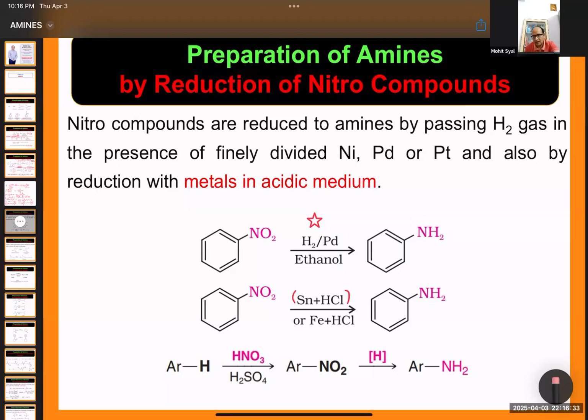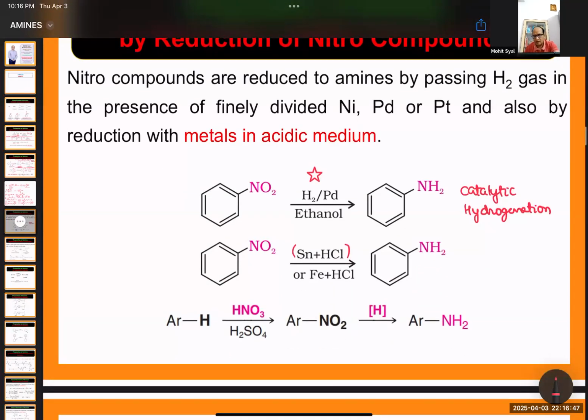This is catalytic hydrogenation reaction. And this is metal acid reduction using metal and acid. Tin and HCl is the most common. Other metals include zinc with HCl. That is also a very good reducing agent. Okay. So I hope this is clear.